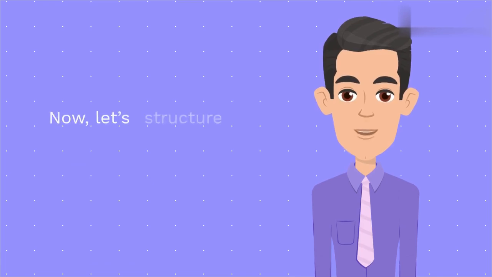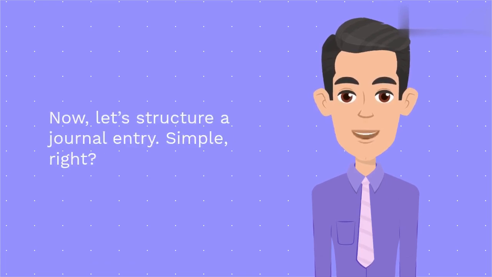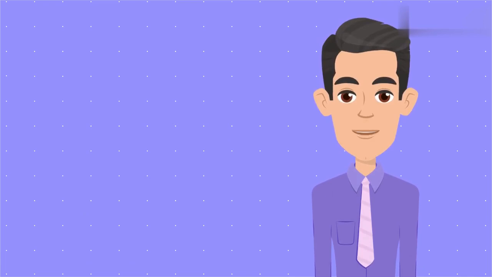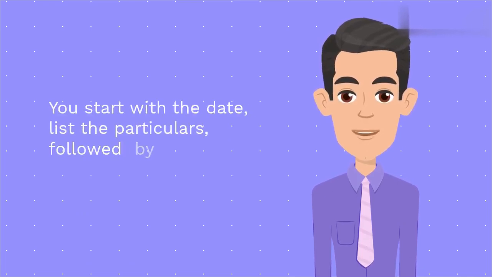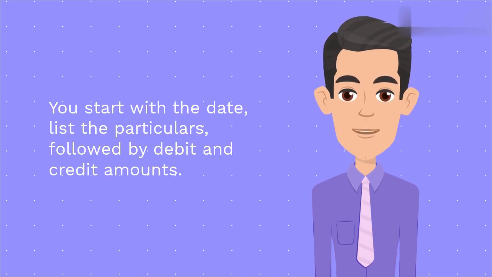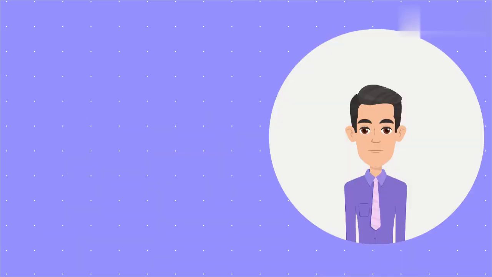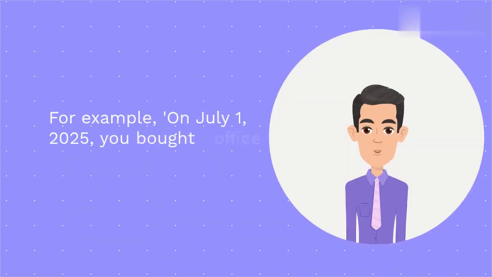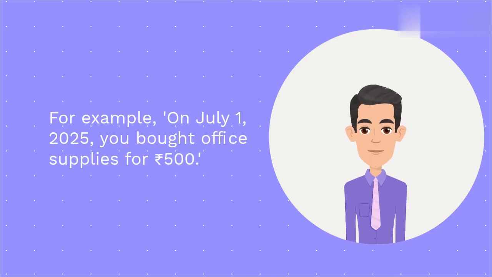Now, let's structure a journal entry. Simple, right? You start with the date, list the particulars, followed by debit and credit amounts. For example, on July 1, 2025, you bought office supplies for 500 rupees.